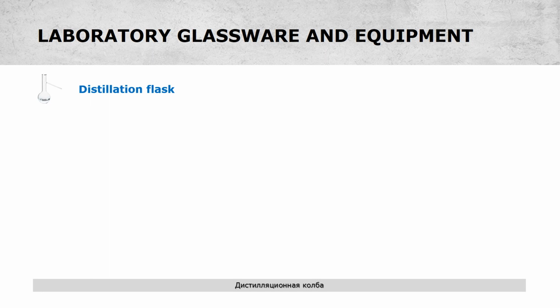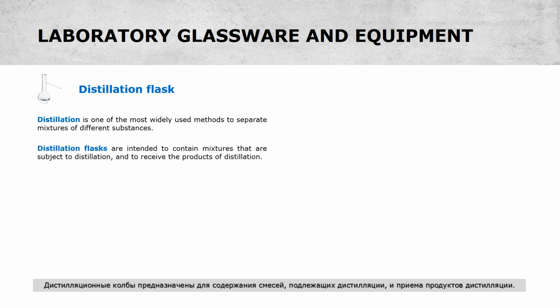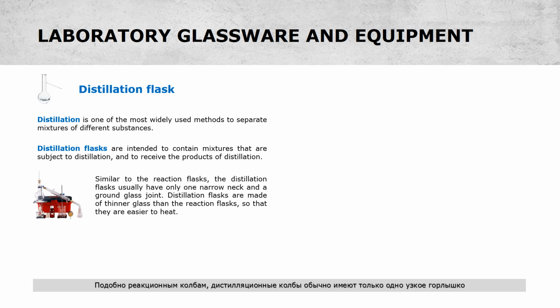Distillation flask. Distillation is one of the most widely used methods to separate mixtures of different substances. Distillation flasks are intended to contain mixtures that are subject to distillation, and to receive the products of distillation. Similar to the reaction flasks, the distillation flasks usually have only one narrow neck and a ground glass joint.